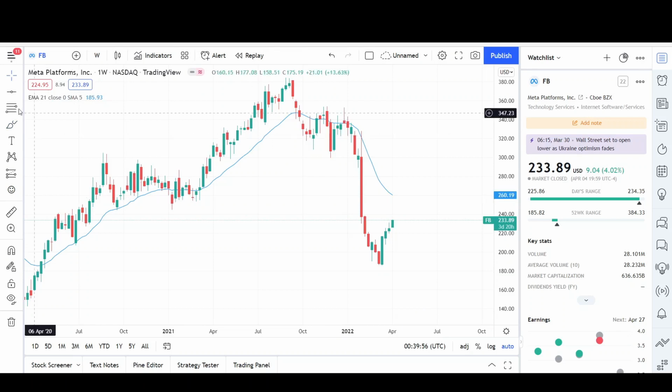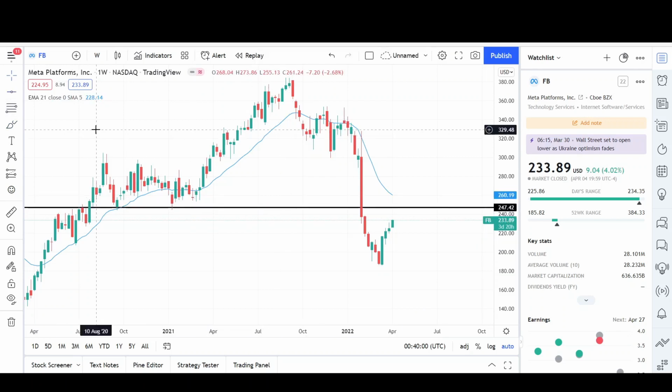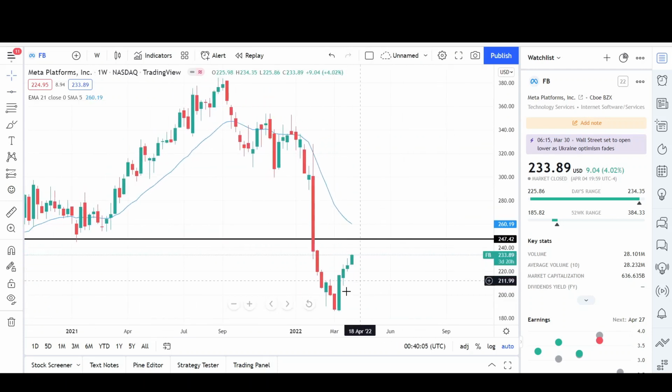Here we have the weekly chart for Meta Platforms, and I'm pretty bullish because I'm looking for that 245 level to be reached. It just all depends on what price action wants to do. You can see that since, you could say, mid-March, every week has been green. So the March 14th candle is green, the 21st is green, the 28th is green, and this week also looks to be green.